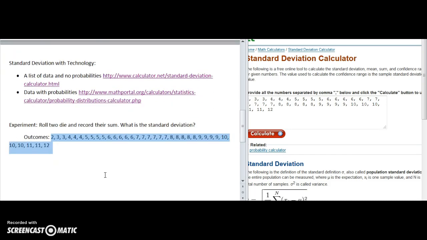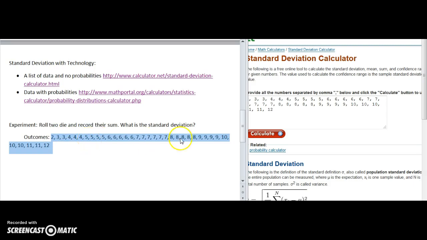Calculating standard deviations can be time-consuming. So I recommend that you use a calculator or technology. Here I have 2 web links that I'm going to show and illustrate. The very first one I use when I just have a list of data. So down below I have the experiment of rolling 2 dice and recording their sum. The question is, what is the standard deviation? Well, here are all the possible ways that you can roll 2 dice and get a sum.